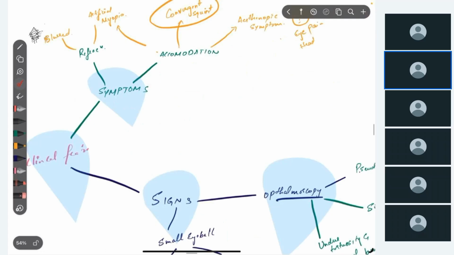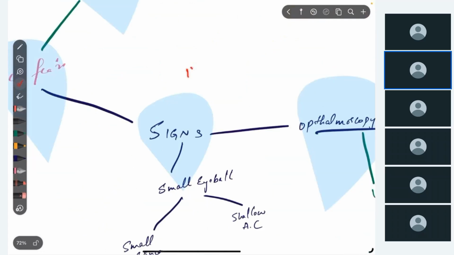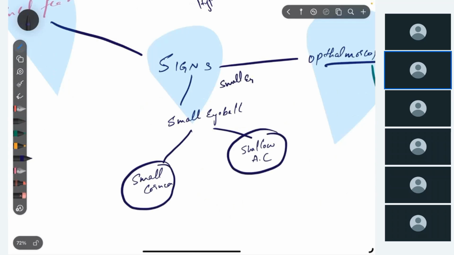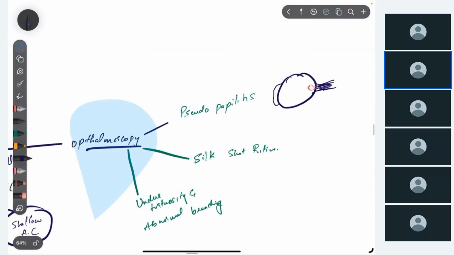Now, what are the signs? We have already seen that hypermetropia is seen in a person who is having a small eye. So you will see small eye, small cornea, small anterior chamber. On ophthalmoscopy, the eye is small, this much only.